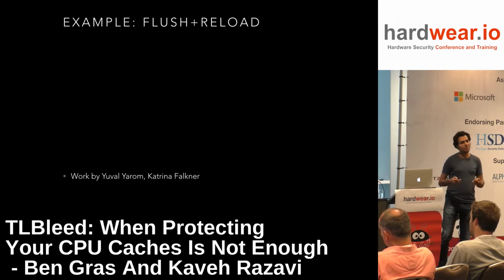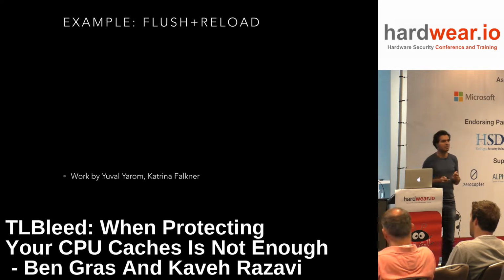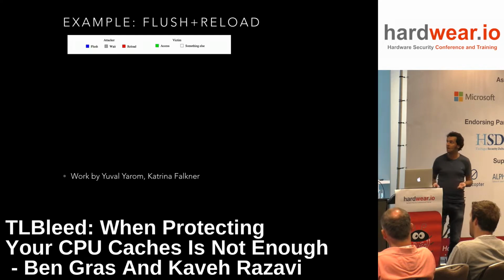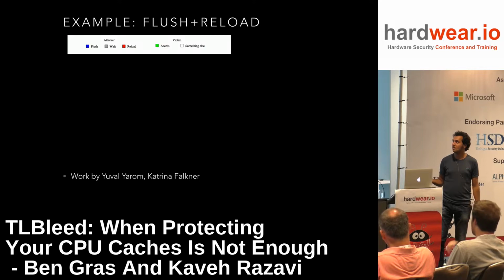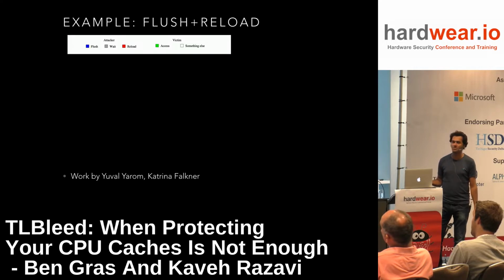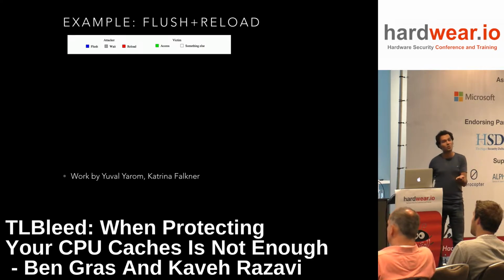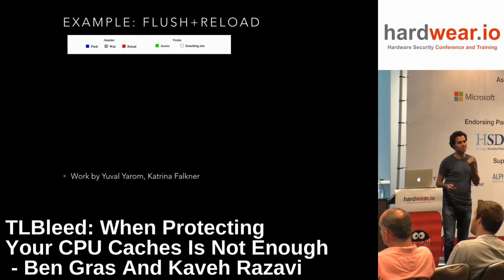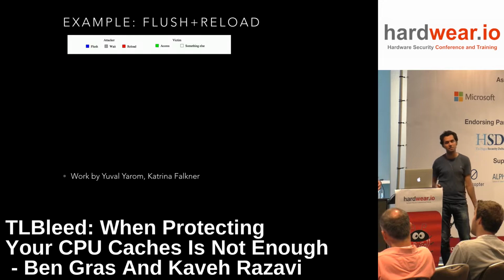To make this a little bit more concrete, I will give you a very famous example, which is called the Flush+Reload attack. This work was published by Yuval and Katrina, and I will explain how it works. Here on top we have an attacker process and a victim process, and the attacker is doing a bunch of operations to figure out whether the victim is doing a certain memory access or not. Later I will show you why detecting whether the victim is doing a memory access is good enough for the attacker to figure out a cryptographic key.